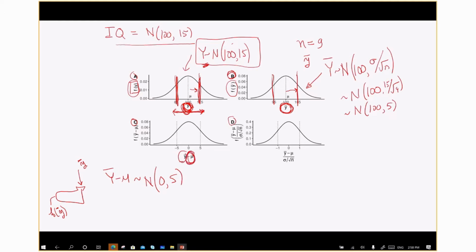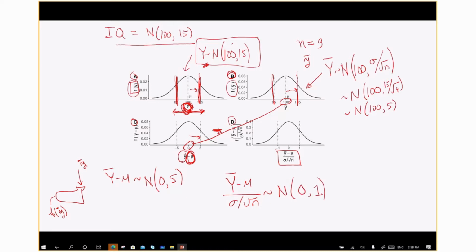Subtracting the constant is going to change the mean from 100 to 0, but it's not going to have any effect on the standard deviation, so that remains at 5. And then finally, in our last step, we're going to divide by sigma divided by root n. So now if we consider all possible values of Y bar minus mu over sigma over root n, in other words, our random variable, what that's going to give us is our standard normal distribution.